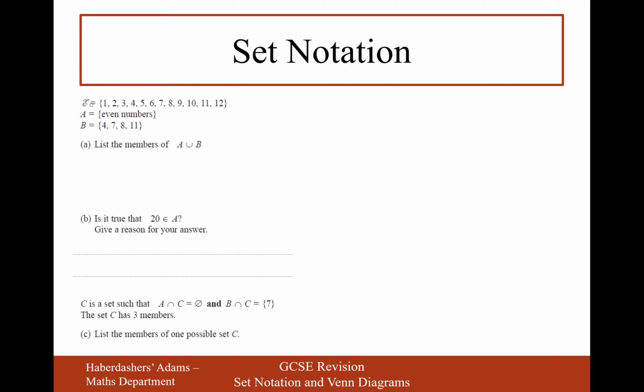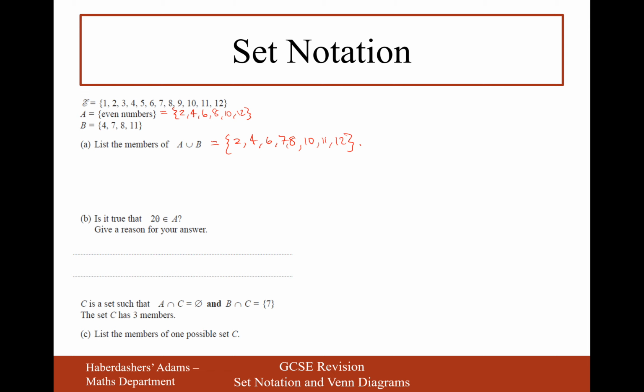Okay, so the universal set is 1, 2, 3, 4, 5, all the way up to 12. A is representing all even numbers, and B is representing just the numbers 4, 7, 8, and 11. List the members of A or B. So as long as it's in A or B, it's going to be in this set. The even numbers will be 2, 4, 6, 8, 10, and 12. So I'm going to write all the numbers in set A and in set B: 2, 4, 6, 7, 8, 10, 11, 12.